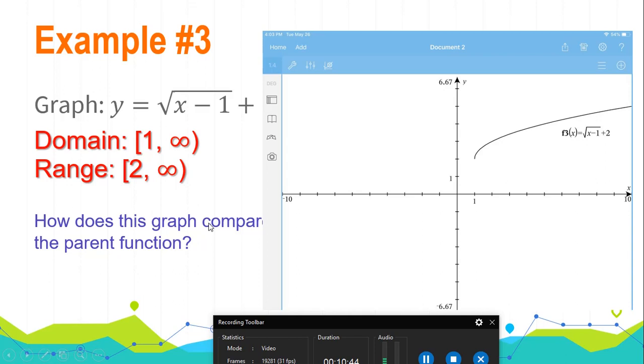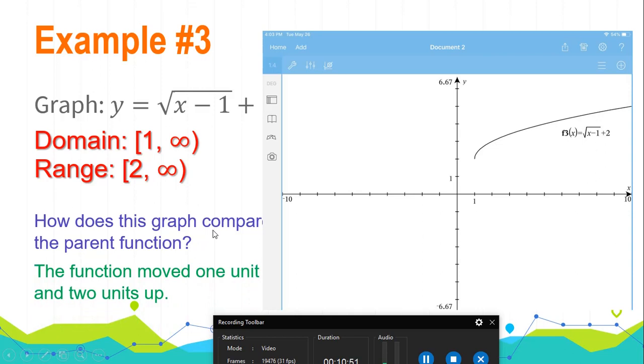We talked about how the graph compares a little bit when we examine the function. So this graph is going to move 1 unit right and 2 units up. So there's 2 movements instead of 1.